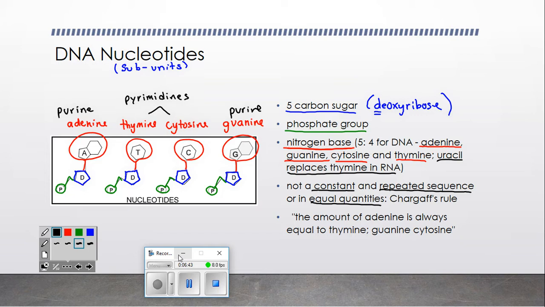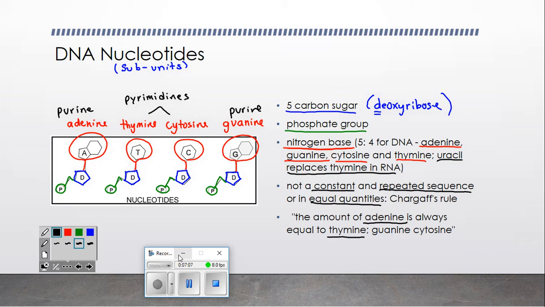So originally people thought, well, it must just go in this repetitive order, A, T, C, G. I would have the same amount of each nucleotide. But Chargaff is one of the people that realized, no, that's not the case. Chargaff's rule includes what's written in that bullet there, that it's not constant, not repeated, but also the point down below.